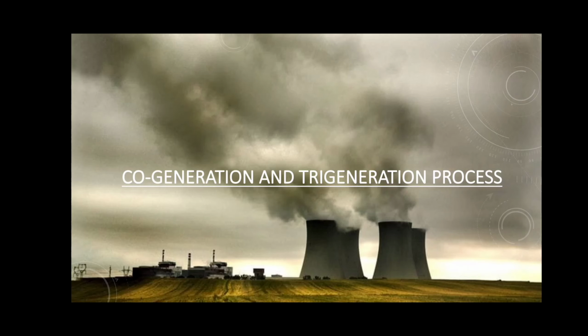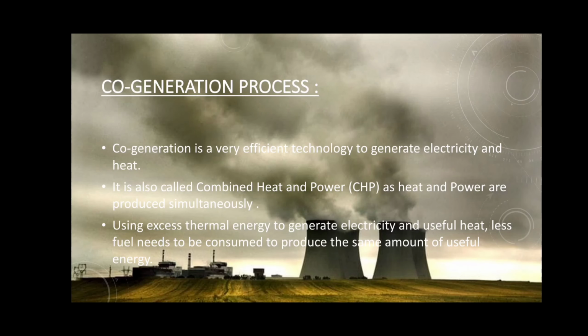Cogeneration and trigeneration process. Cogeneration process. Cogeneration is a very efficient technology to generate electricity and heat. It is also called combined heat and power, as heat and power are produced simultaneously. ये जो कोजनरेशन प्रोसेस है इसमें हीट और पावर एक कॉम्बाइन यानी एक साथ प्रोड्यूस होते हैं, इसलिए इसे कॉम्बाइंड हीट एंड पावर प्रोसेस भी कहा जाता है.